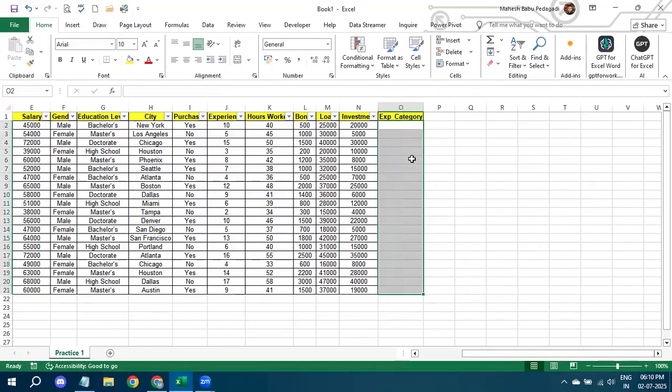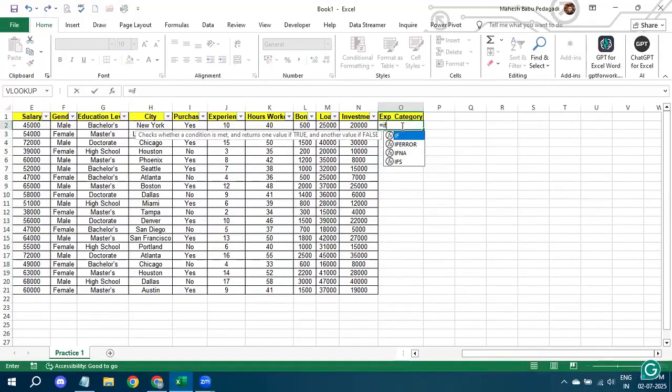Okay, see, what is the if condition going to say? The if condition checks whether a condition is met and returns one value if true and another value if false. Were you able to see the syntax? What is the first thing I need to mention here? I need to mention the condition. If I say if, brackets, what is the logical test? In the experience column, whose experience is greater than 10 is a logical test.